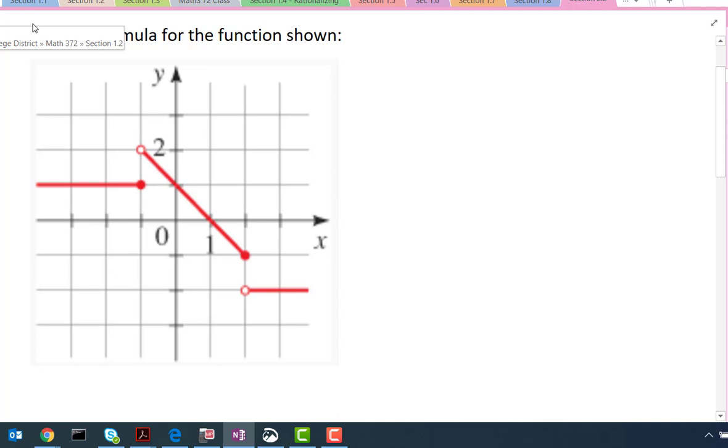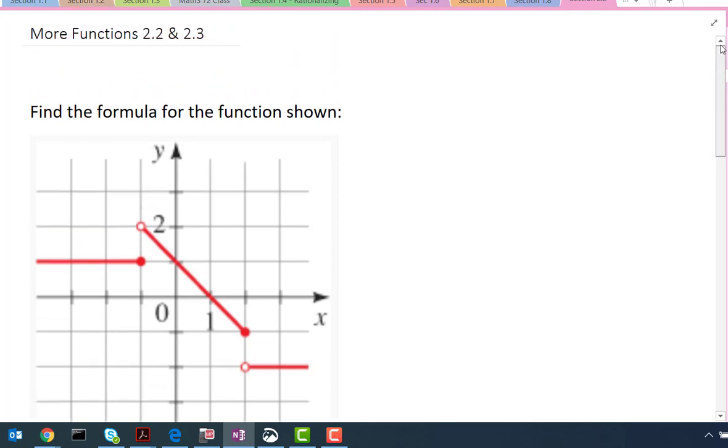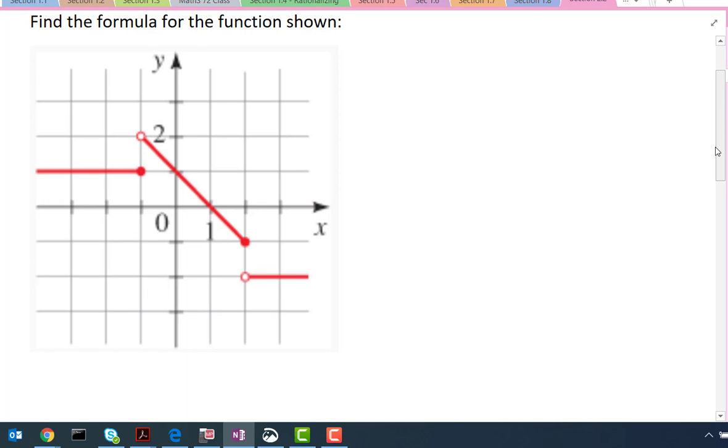Hey everybody, in this video we're going to continue our study of section 2.2 and section 2.3 from our textbook. And so we're going to start with this example, finding the formula for the function shown. So notice that this is a piecewise function and it's comprised of three pieces. So we have this horizontal line, then we have a line that appears to have a slope, and then this other horizontal line. So we're trying to find the formula for the function.